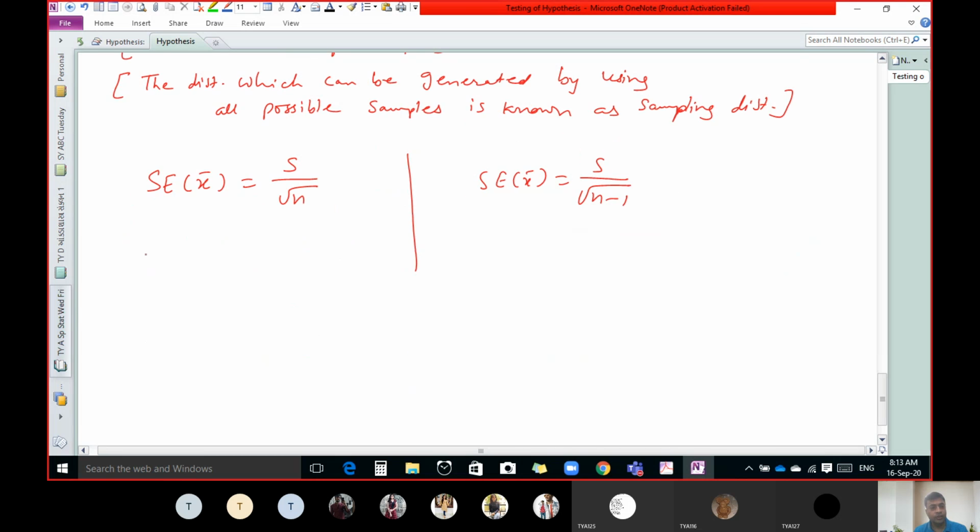Here, to calculate s, you have to use this formula: root of sigma xi minus x bar the whole square upon n minus 1. This is the formula of s if you want to use it for the standard error of x bar. Instead of this, in some books the formula of standard error is this, but in that book the formula of s is different.